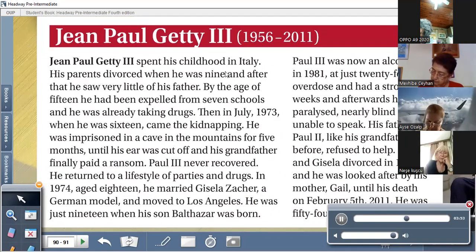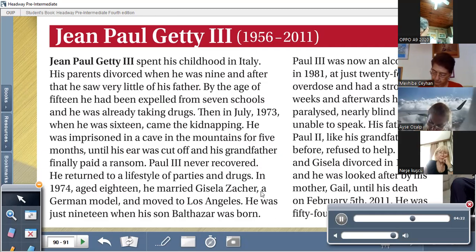John Paul Getty III, 1956 to 2011. John Paul Getty III spent his childhood in Italy. His parents divorced when he was 9, and after that he saw very little of his father. By the age of 15, he had been expelled from 7 schools, and he was already taking drugs. Then in July 1973, when he was 16, came the kidnapping.